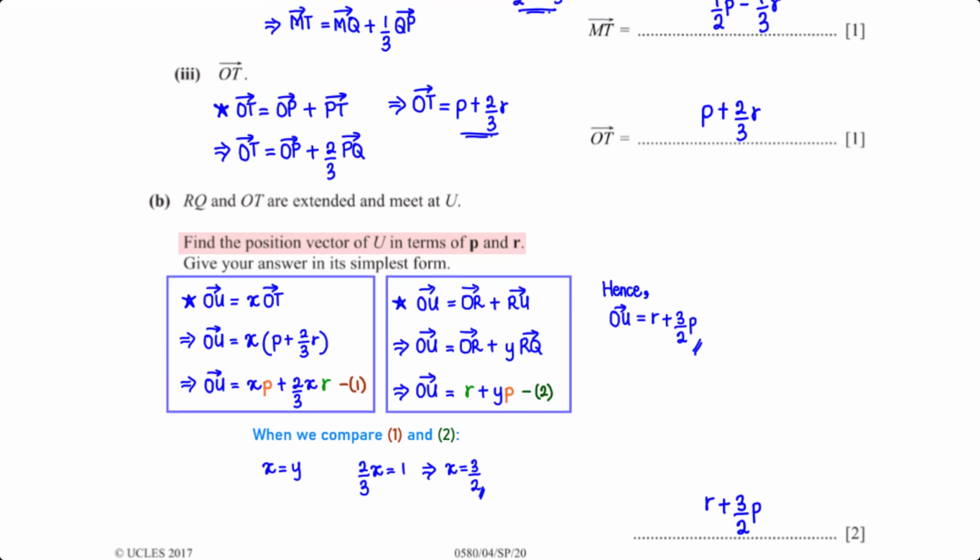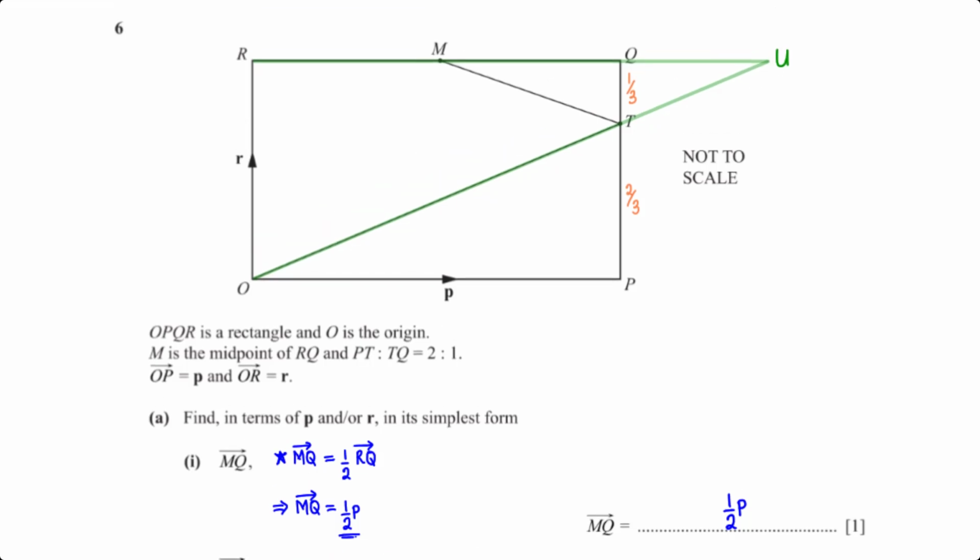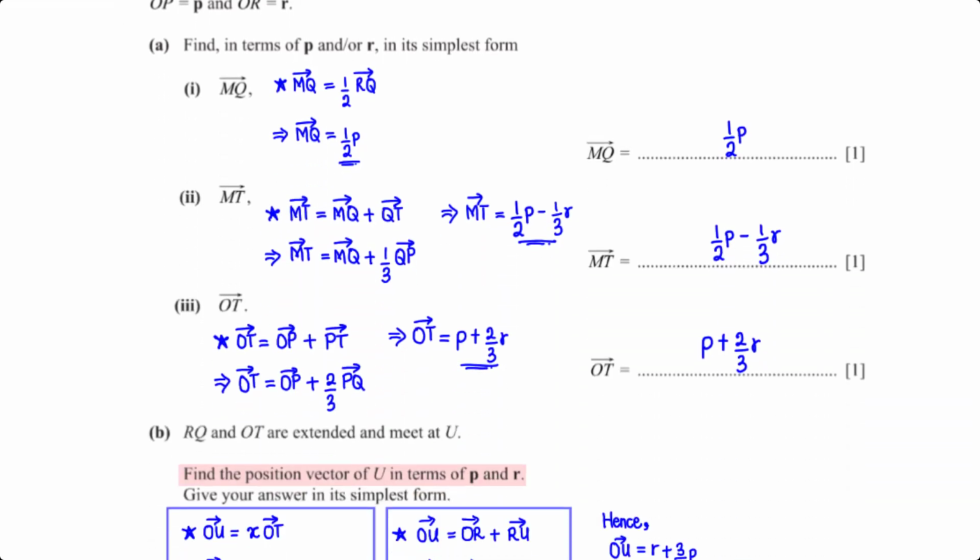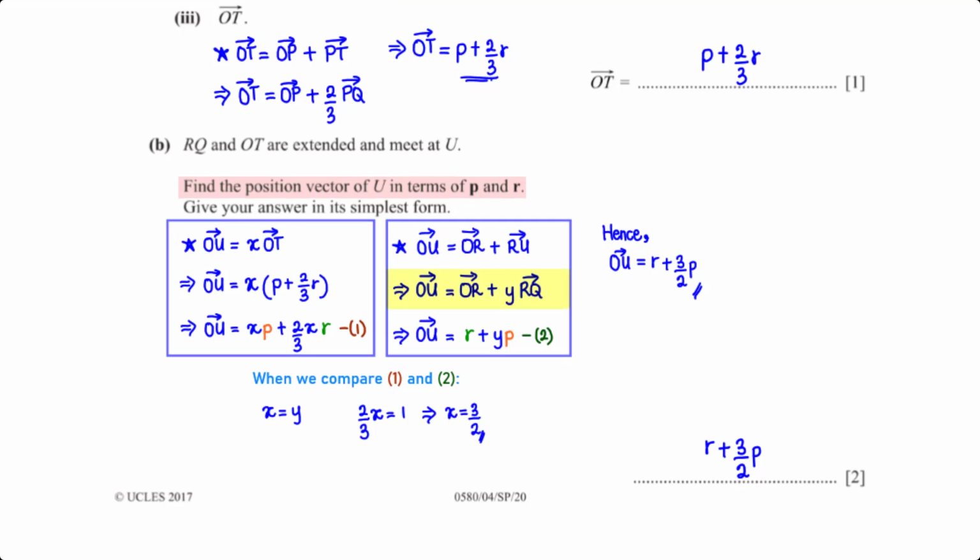The second way we can express the vector OU is OR plus RU. RU can be expressed as a scalar multiple of RQ. Let's call this scalar multiple y. OR is R, RQ is P. So we have OU equals R plus yP.